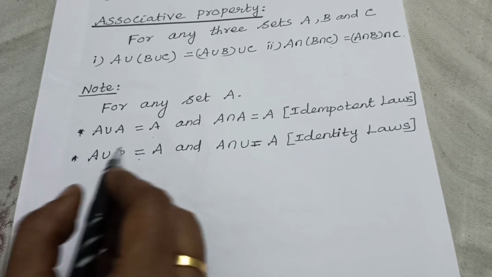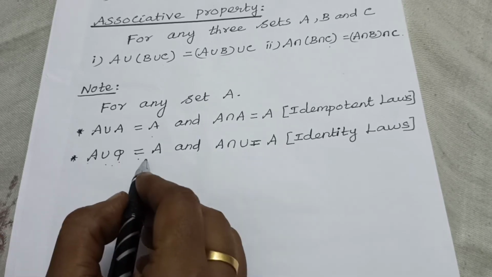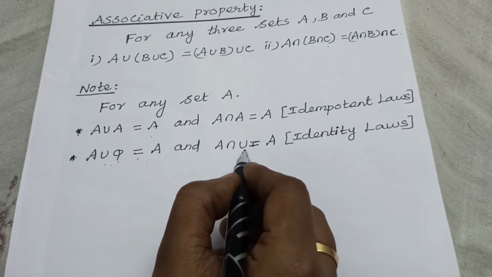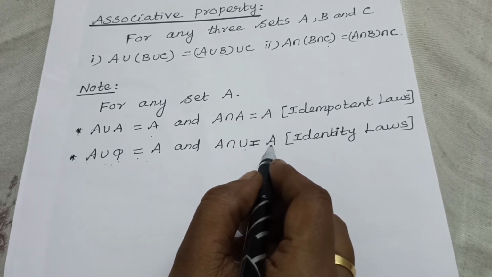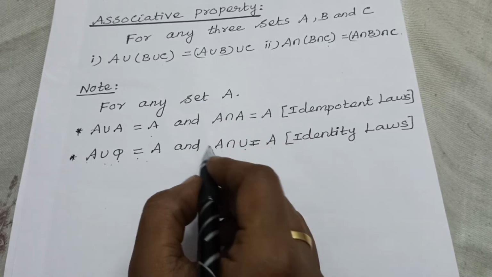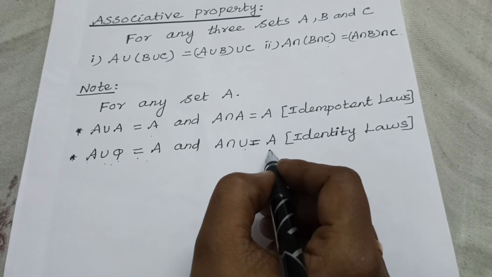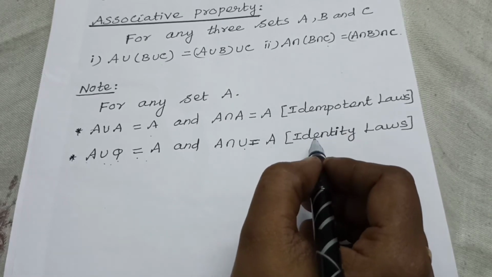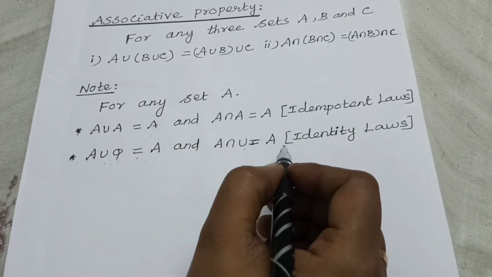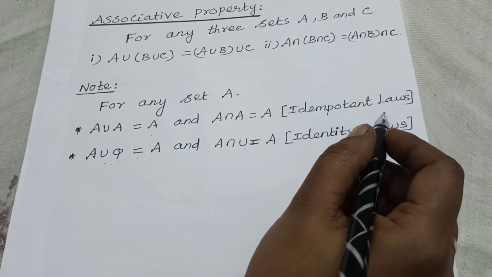Then next one, A union phi or null set is equal to which one? A set only we will get. A union null set is what? A set. And A intersection universal set is what? A set. A and universal set, all elements together, then which is the common? A only common. So it is called what? Identity laws. Second one identity law, first one is idempotent laws.